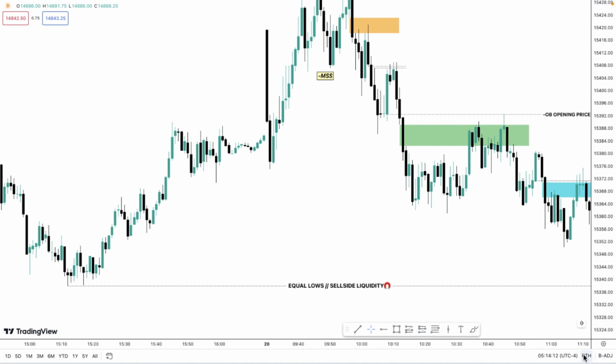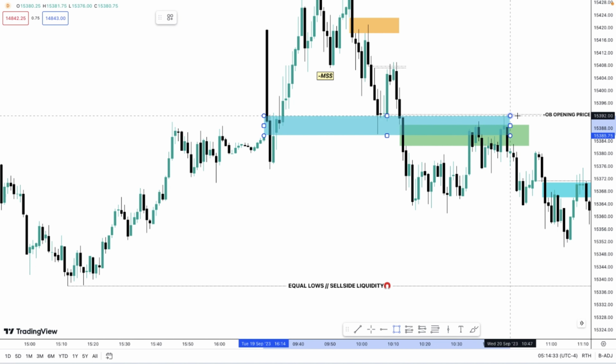Again, I'm on the regular trading hours. So my candles open at 9:30. My new day begins at 9:30. So we see the market opening at 9:30, and then immediately we had this new day opening gap.